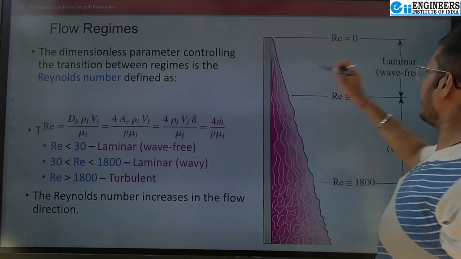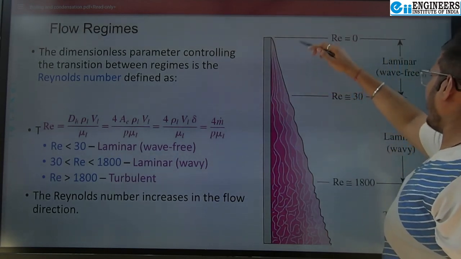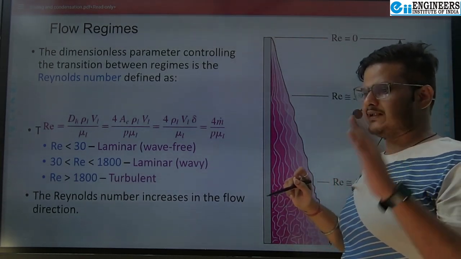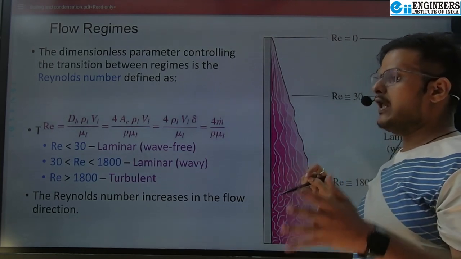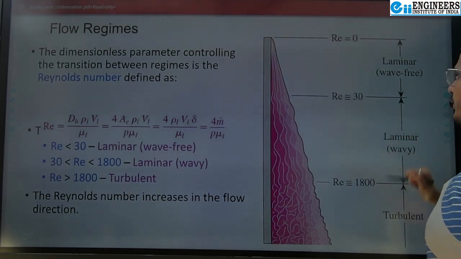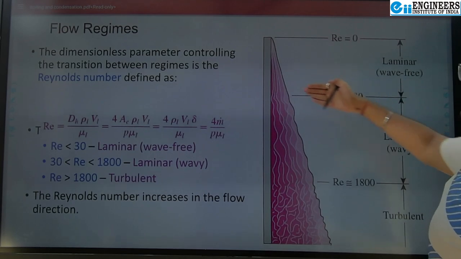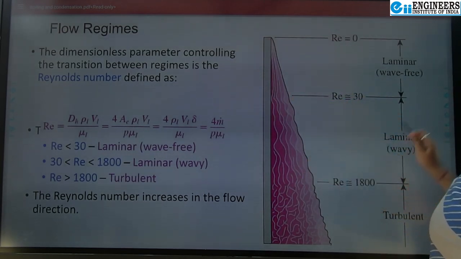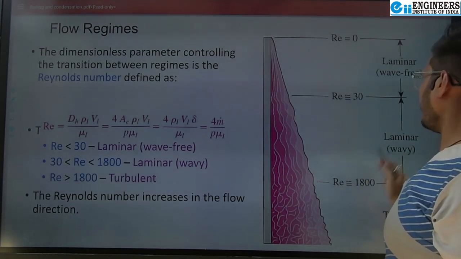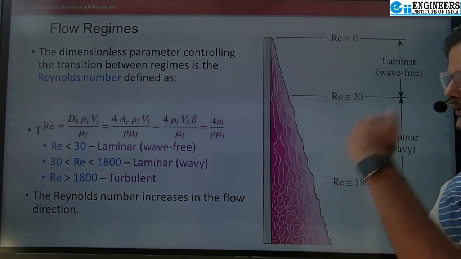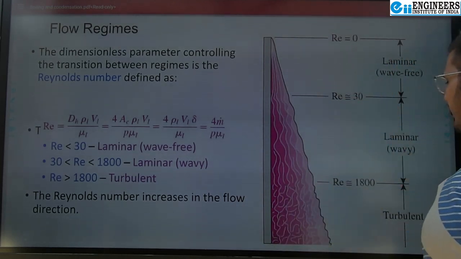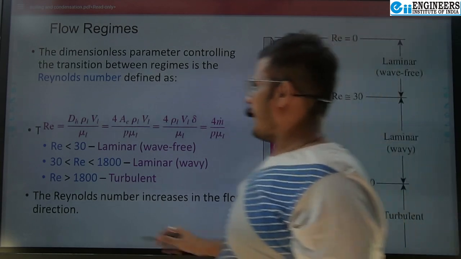Suppose that is the end point. Then initially the Reynolds number will be 0, and the film that is forming will be free of waves, and this is called the wave free regime. And the Reynolds number here is nearly equal to 30. Then beyond this wave free regime, there is a laminar wavy regime, where the Reynolds number is less than 1800.